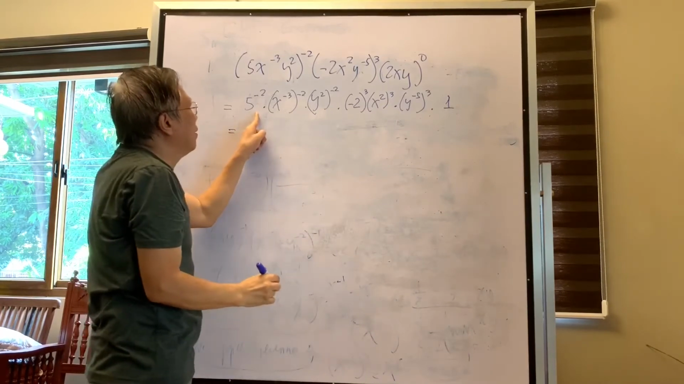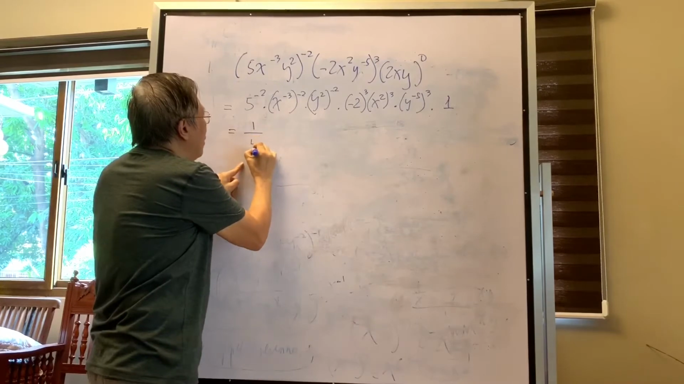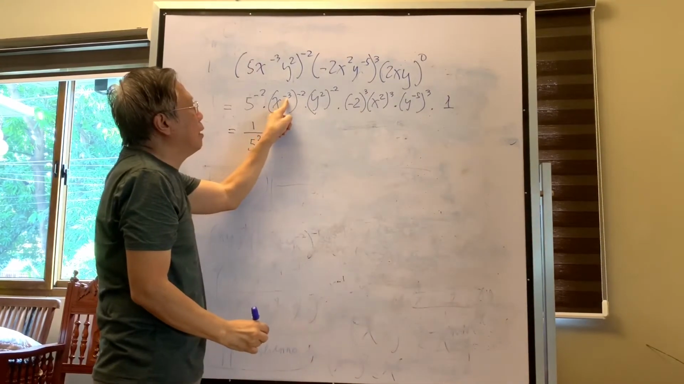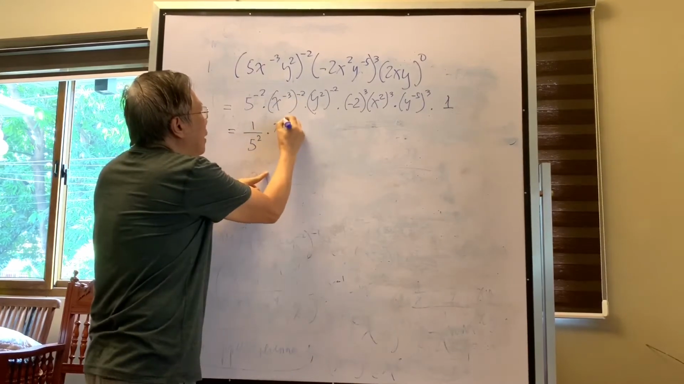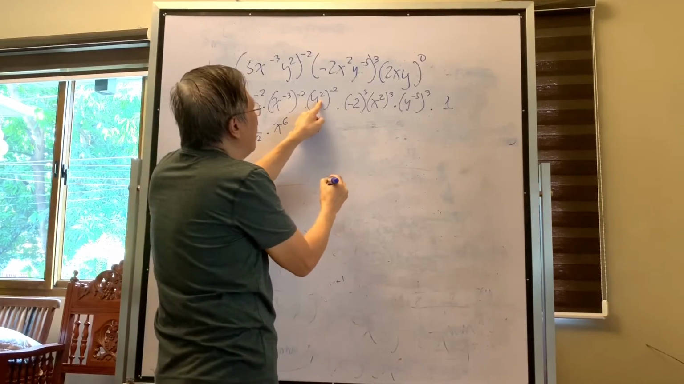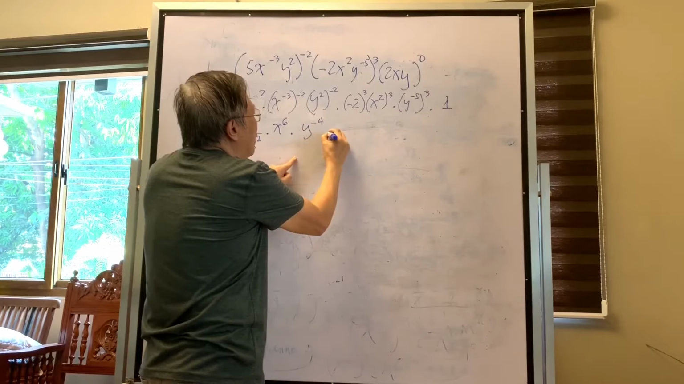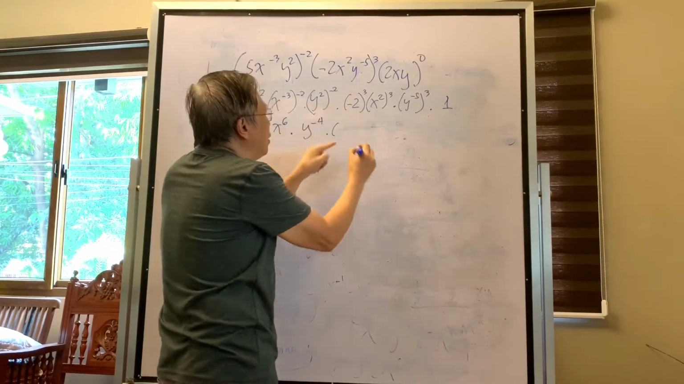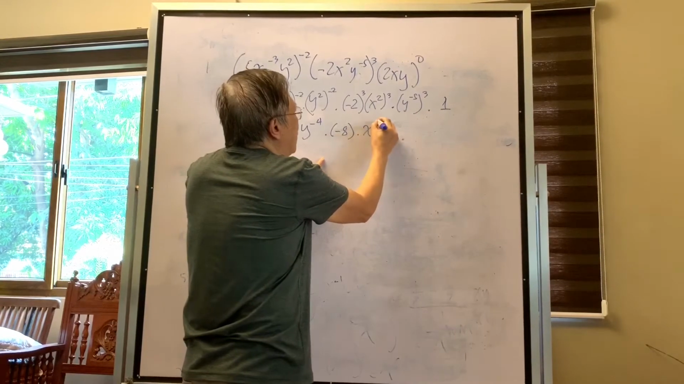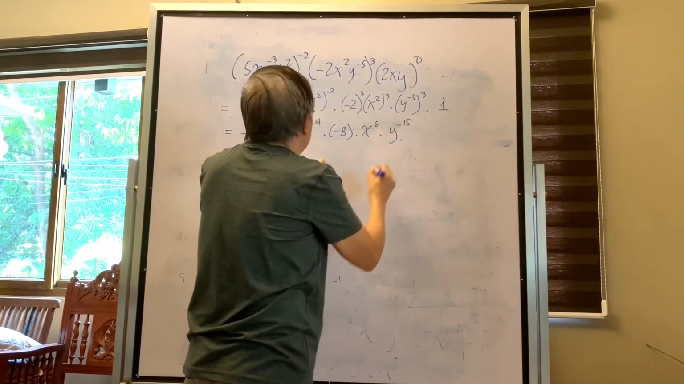Simplifying this, we have 5 to the negative 2 can be brought down. It will give 1 over 5 squared. And this is x to the negative 3 times negative 2 will be x to the positive 6. This is y squared, that will be y to the negative 4. This will be minus 2 raised to the cube, which is actually minus 8. Okay, then this one is x to the 6, and this is y to the negative 15.